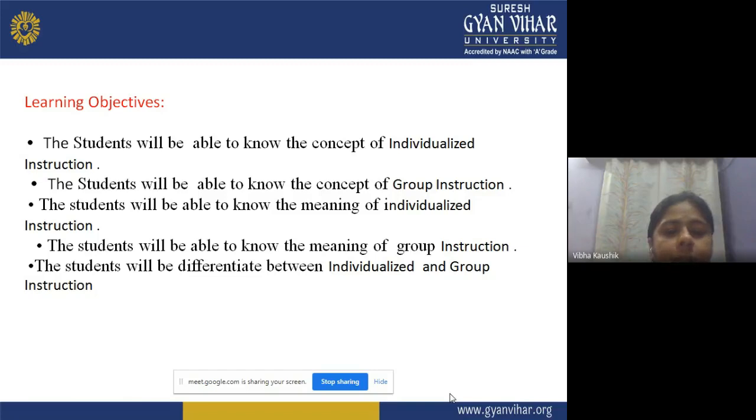The students will be able to know the concept of group instruction. What is the concept of group instruction? The students will be able to know the meaning of individualized instruction. The next one is the students will be able to know the meaning of group instruction. And the last one is the students will be able to differentiate between group and individualized instruction.